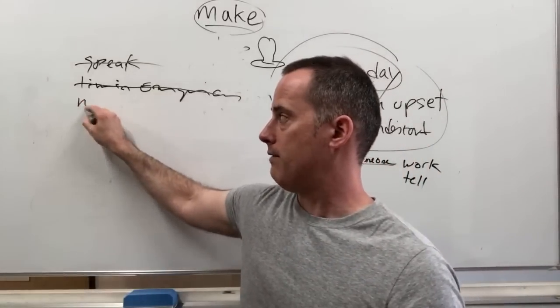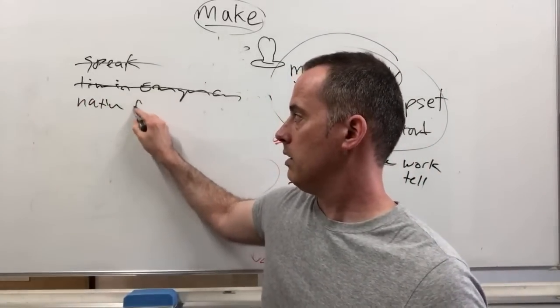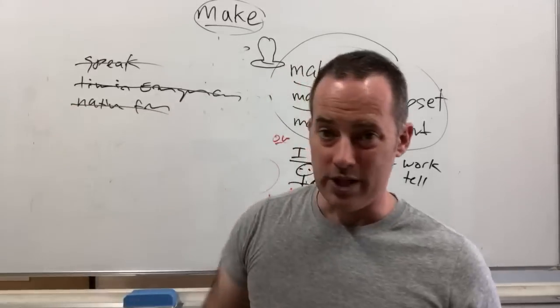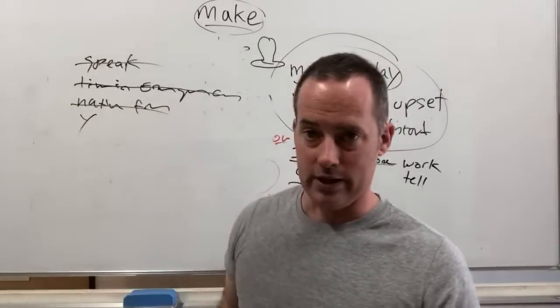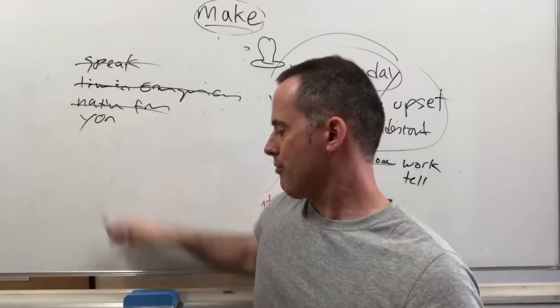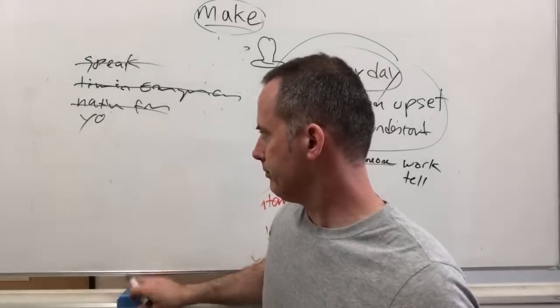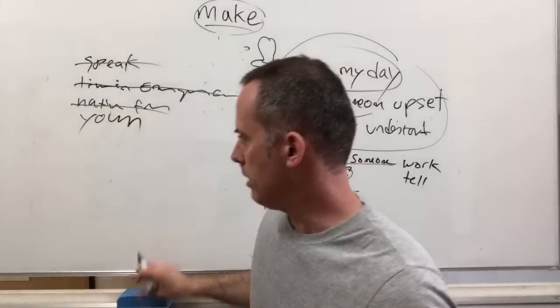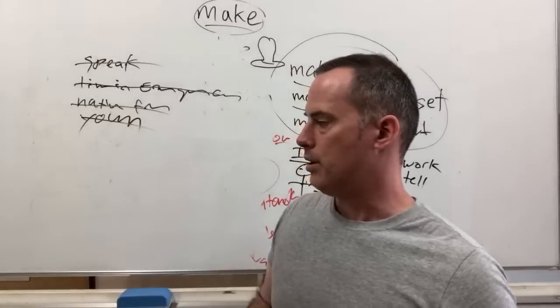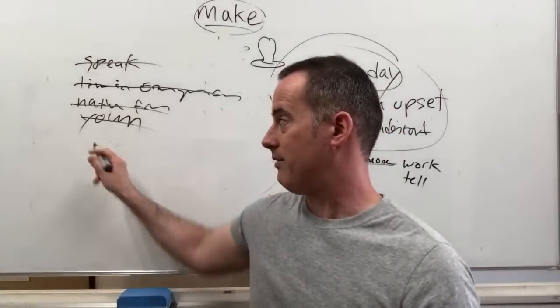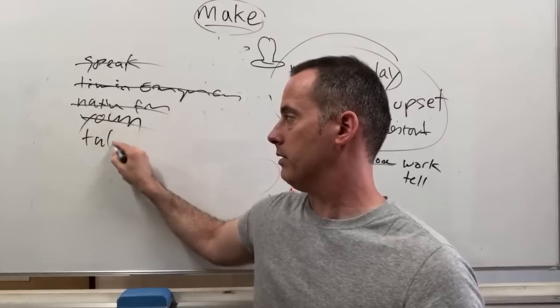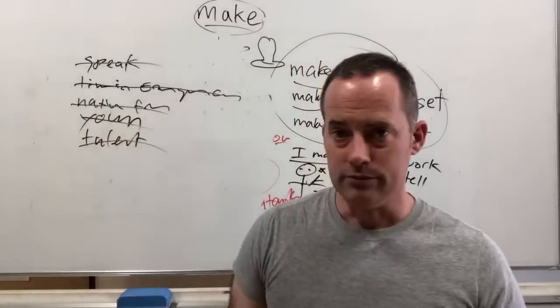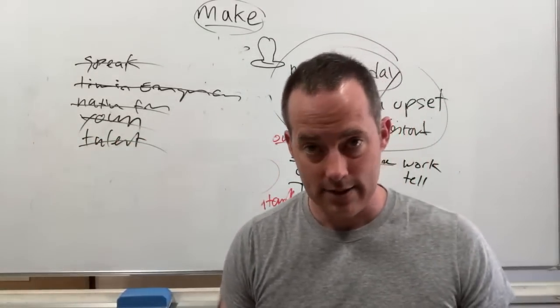You don't need to have a native friend. You don't need to be young, like a child or whatever. Can't spell today. Oh my goodness. You don't need to be young. You don't have to have any special talent. Okay, so these are the things you do not need to be fluent.